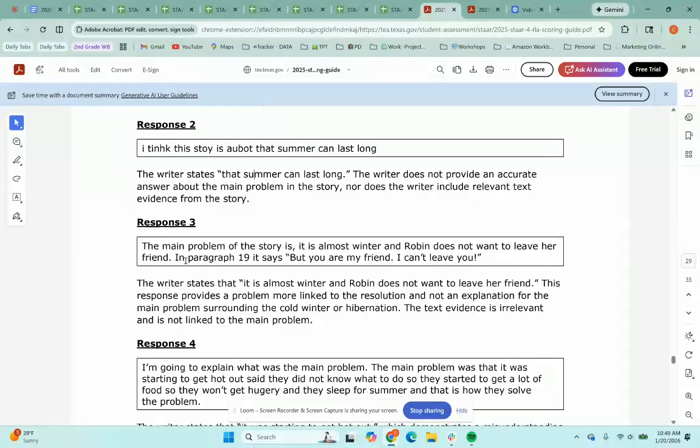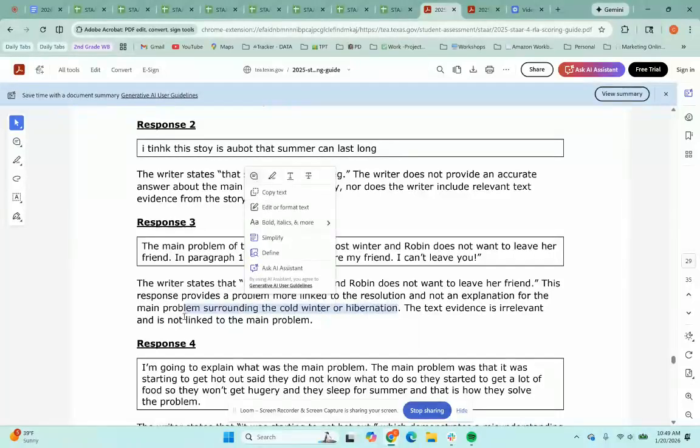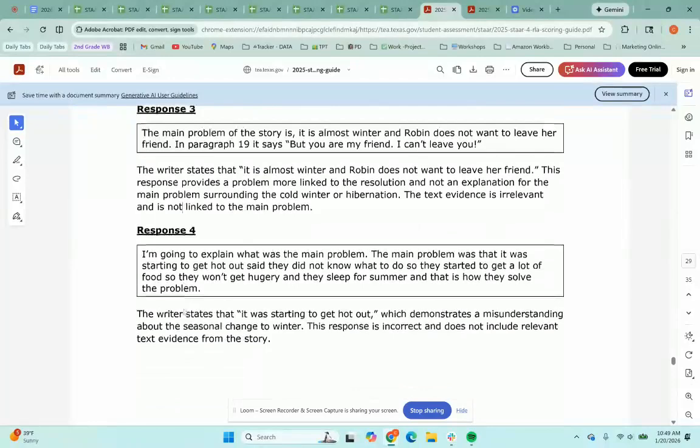It doesn't really say that she doesn't want to leave her friend. It's more about she doesn't like winter. So they did not include the part about winter or hibernation. So that is why that answer is wrong. This one's trying. They said the main problem was it's starting to get hot out. They didn't know what to do, so they started to get a lot of food so they won't get hungry, and they sleep for the summer, and that is how they solve the problem. Again, does not say anything about winter and not liking winter.